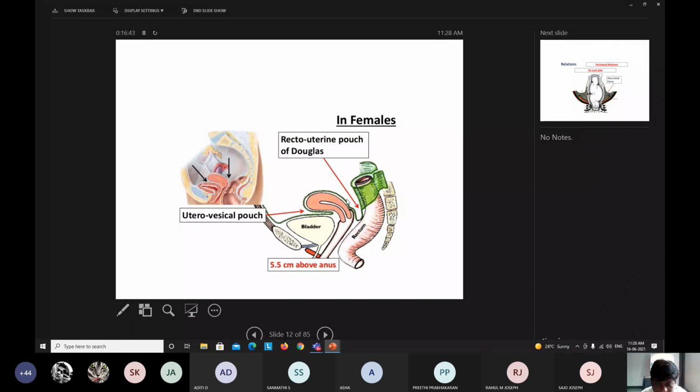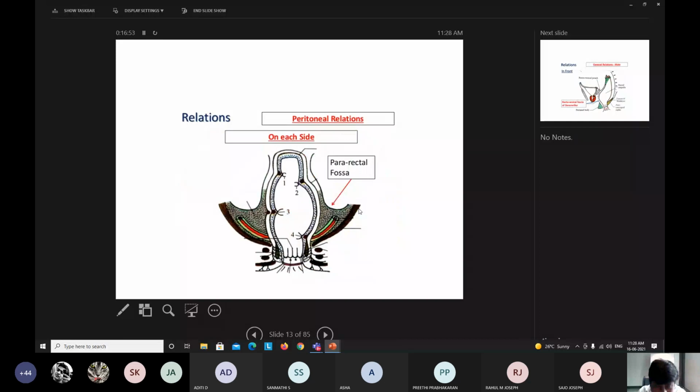This is important. It is usually palpated through the anal canal. It is around 7.5 centimeters from the anal canal. So again on each side you have the pararectal fossa. Pararectal fossa. So either side you have the pararectal fossa.